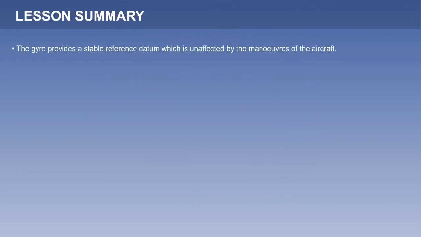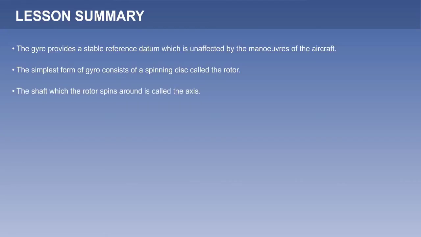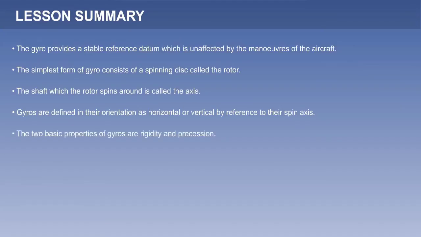The gyro provides a stable reference datum, which is unaffected by the manoeuvres of the aircraft. The simplest form of gyro consists of a spinning disc, called the rotor. The shaft which the rotor spins around is called the axis. Gyros are defined in their orientation as horizontal or vertical, by reference to their spin axis. The two basic properties of gyros are rigidity and precession.